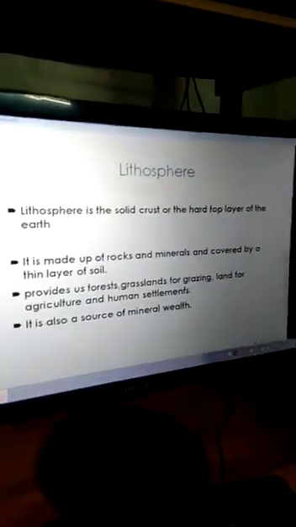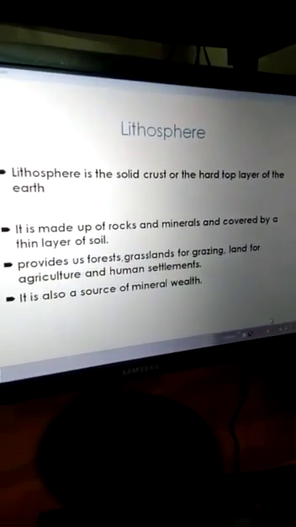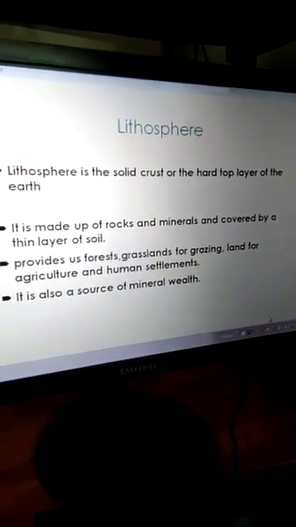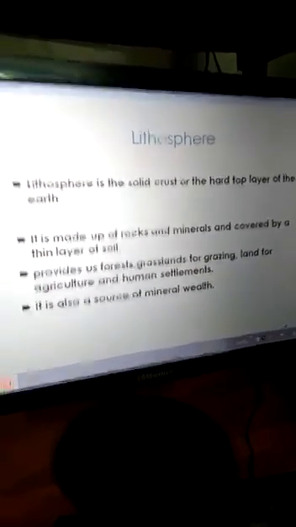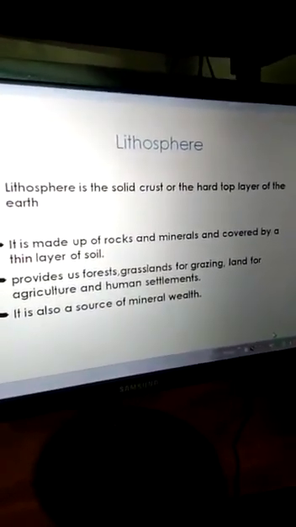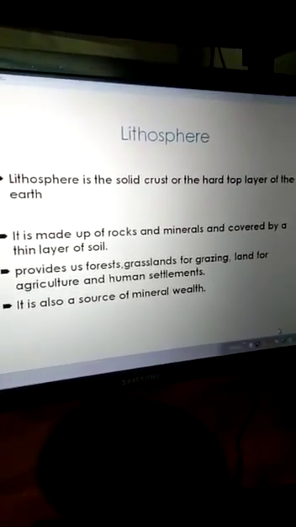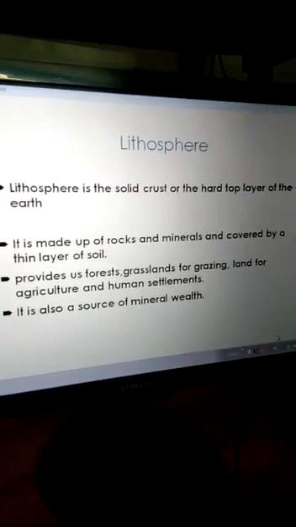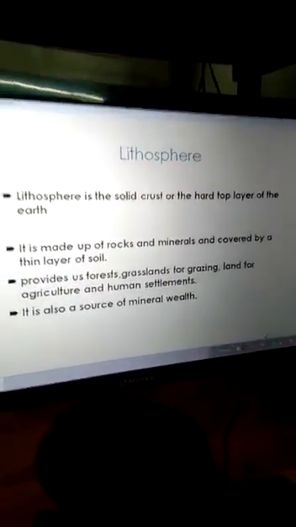Now let me discuss the first sphere of the natural environment, that is the lithosphere. What is the lithosphere? The lithosphere is the solid crust, the hard uppermost layer of the Earth, and it is very significant because we can fulfill our very basic need, that is food, by doing agriculture here. We make our settlements here.